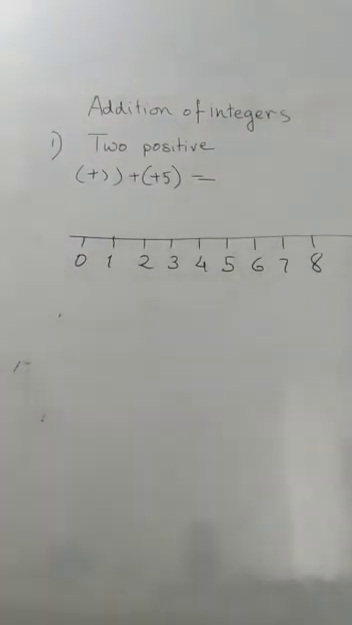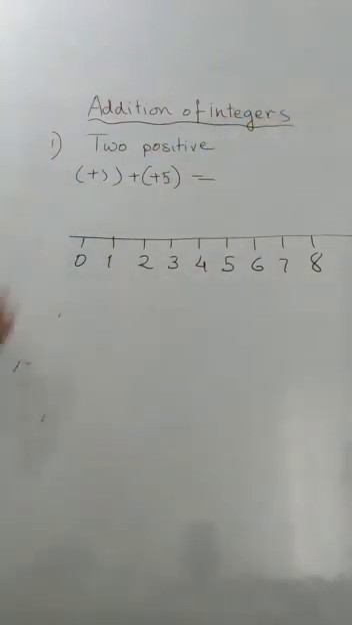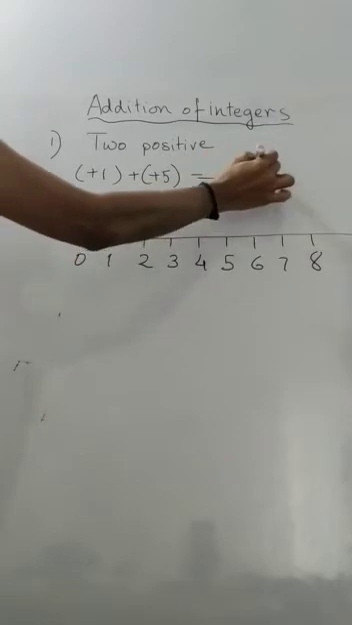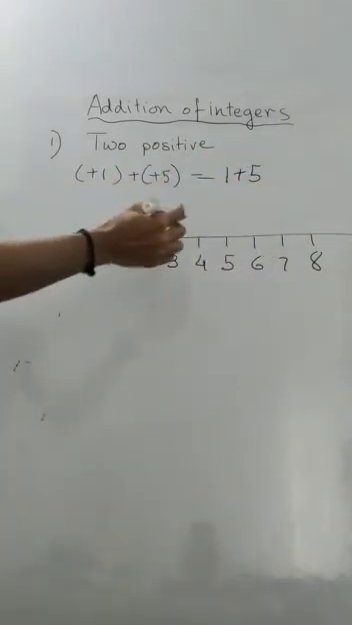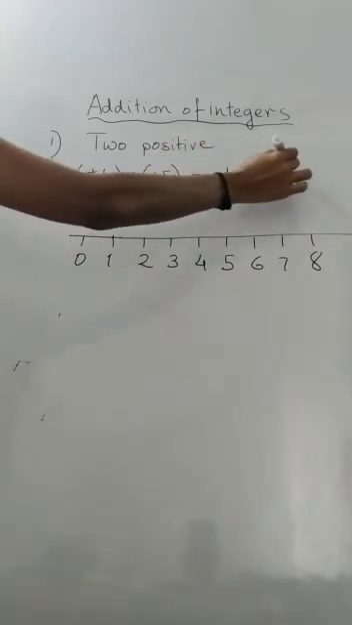Now next, we are going to learn addition of integers. Okay. So the first case is two positive integers. If the two numbers given are positive, an example is given: plus 1 plus 5. Okay. So you can write this as 1 plus 5 also. So what is the answer? You have done addition, right? It is simple. It is 6.